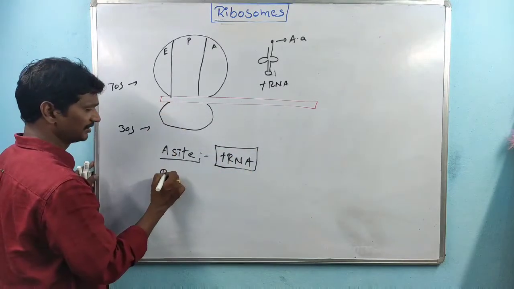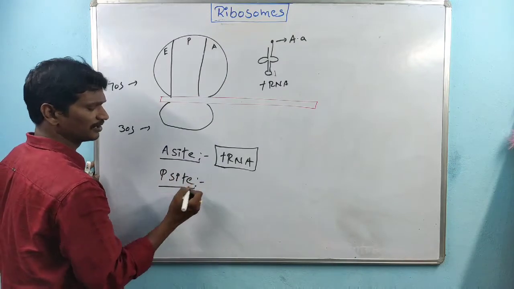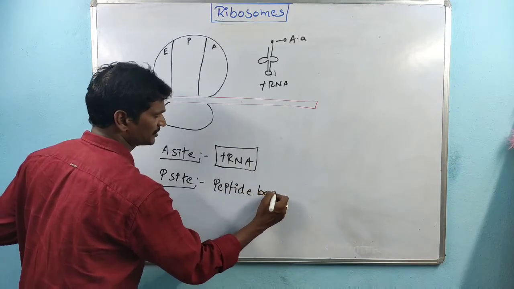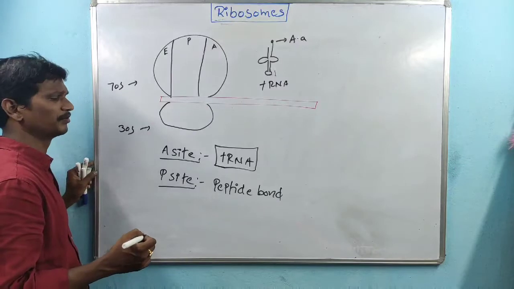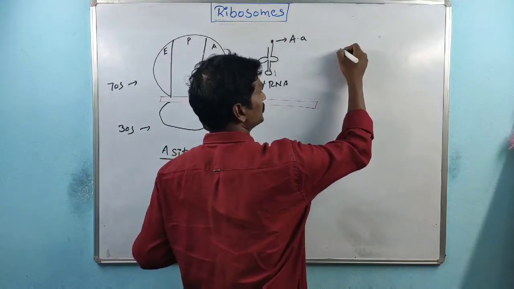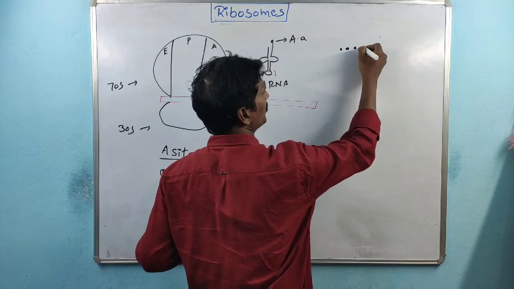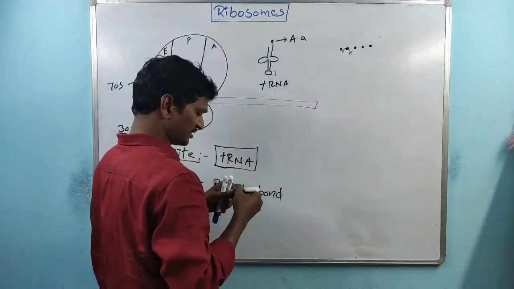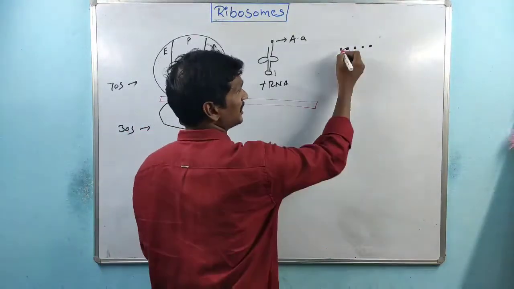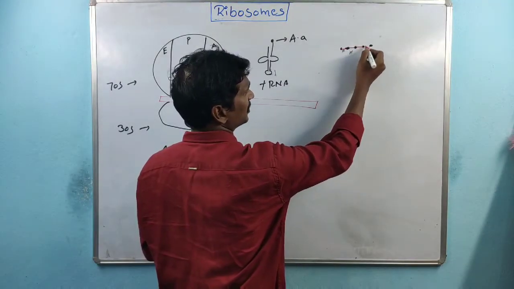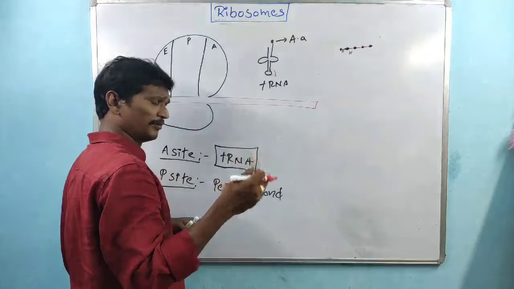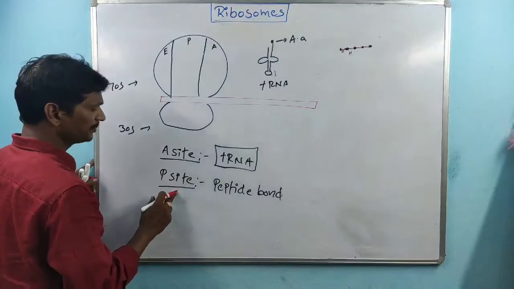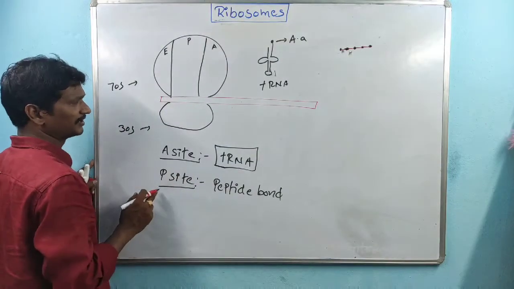Next one, the P site. Here the P site supports the formation of the peptide bond. See, this is one amino acid, and this is another amino acid. A group of amino acids are connected by peptide bonds. Here the red line indicates the peptide bond. Many peptide bonds are formed for protein synthesis. The peptide bond formation is done by the P site.